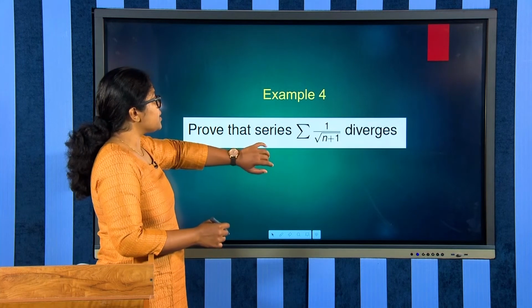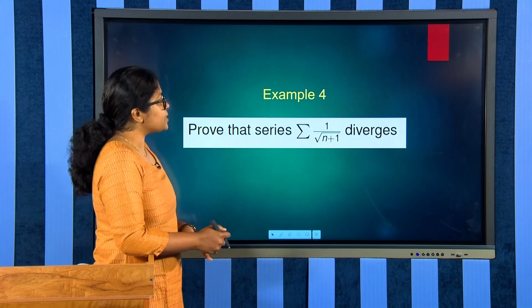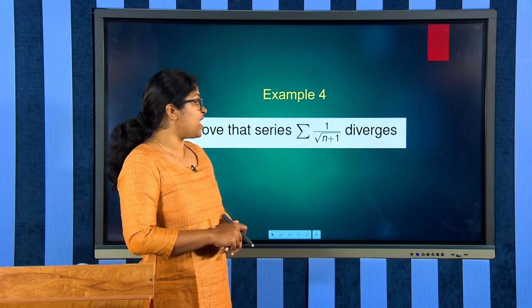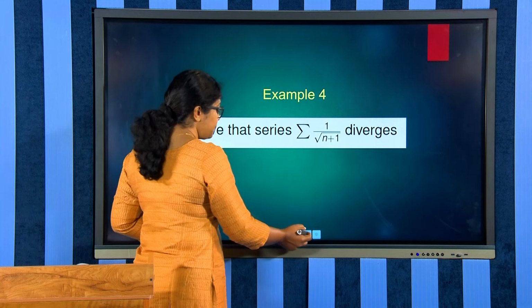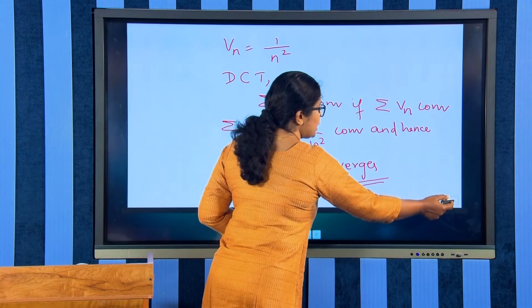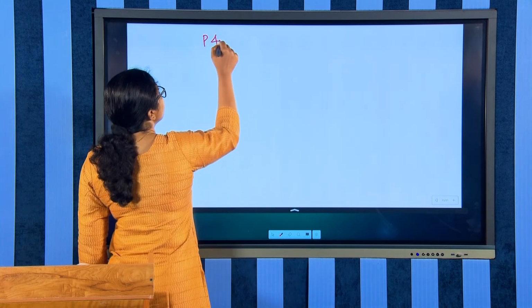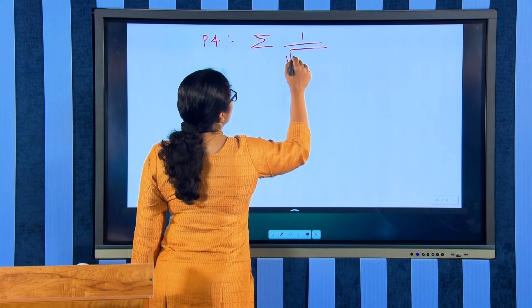Now, looking at the last example, example number 4, prove that the series summation 1 upon root n plus 1 diverges. So, what happens to this series is that, so far we were looking at only the convergent series. Now, we can see an example of a diverging series. Problem number 4, summation 1 upon square root of n plus 1.